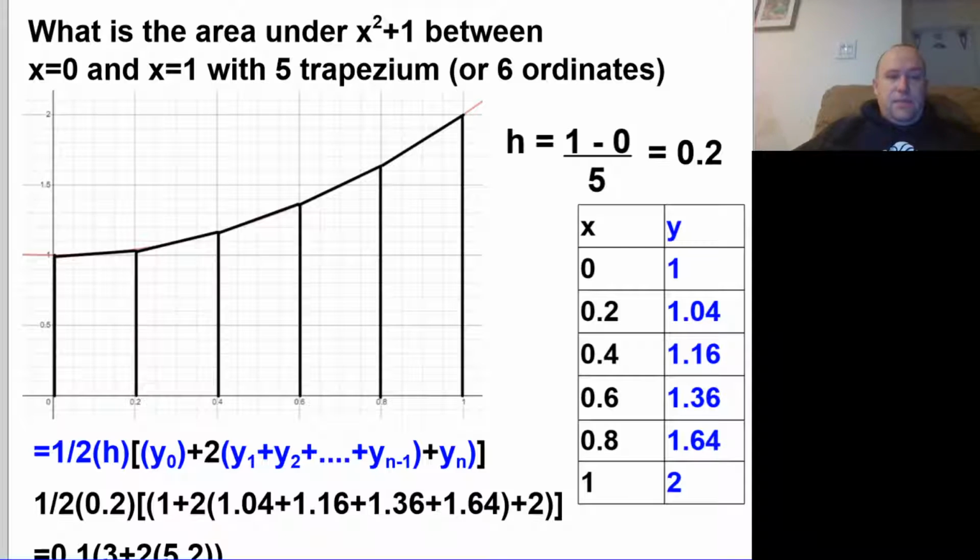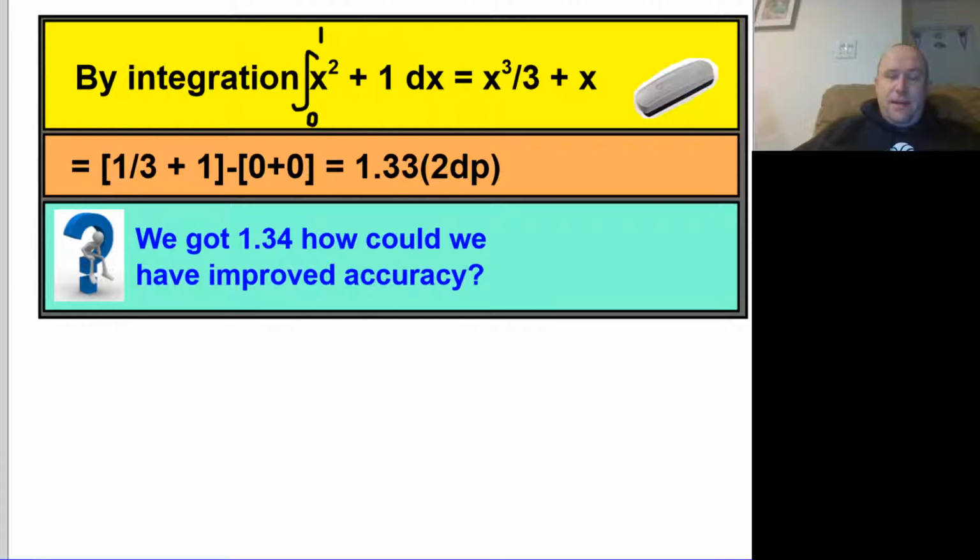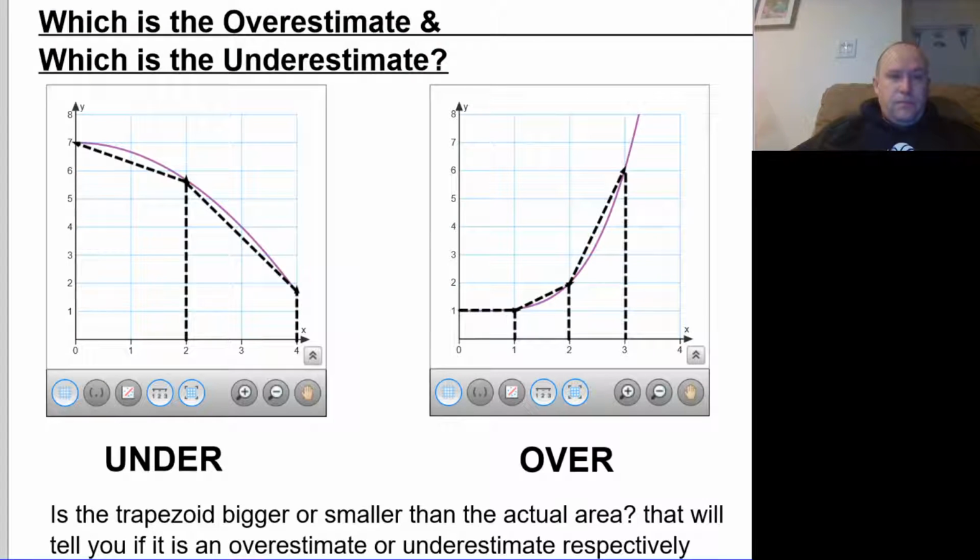In most cases, probably 1.33 is going to be close enough. 1.34, that's probably going to be good enough in most cases. But if not, you can certainly increase the number of trapezium.